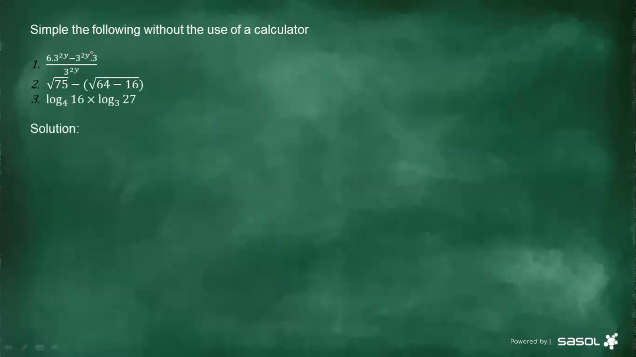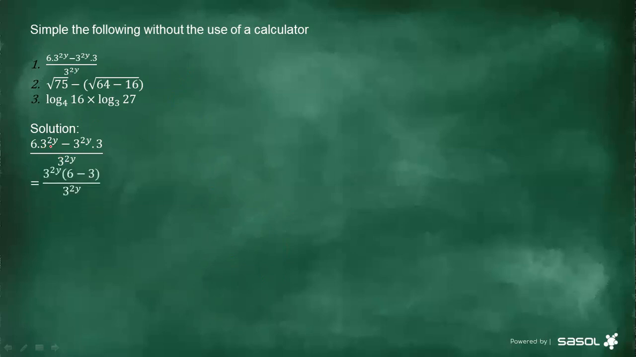Simplify without the use of a calculator. The first one, let's see how we do that. Then we have 6 multiplied by 3 to the power 2y, and 3 to the power 2y times this 2y. So we can see that on the numerator, we have how many terms? 2 terms. Then we have to look for the common factor there.